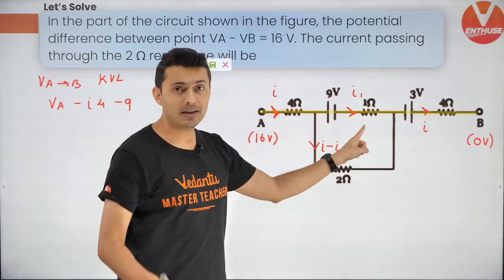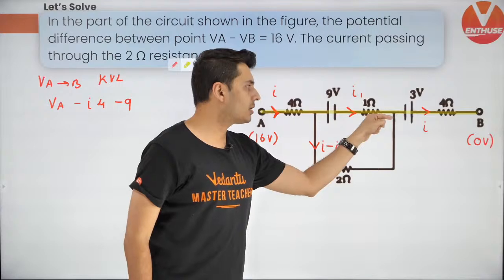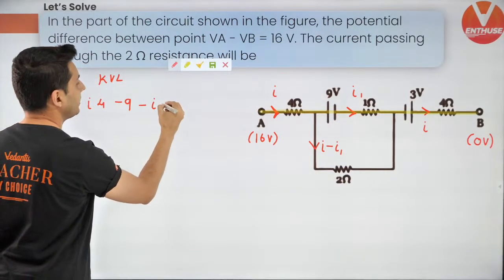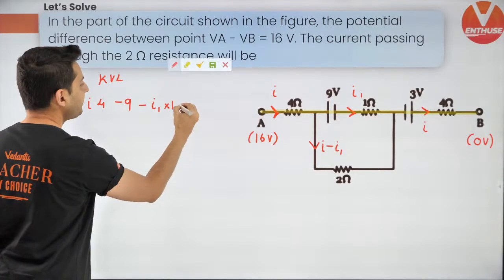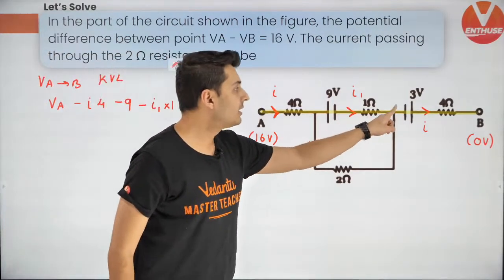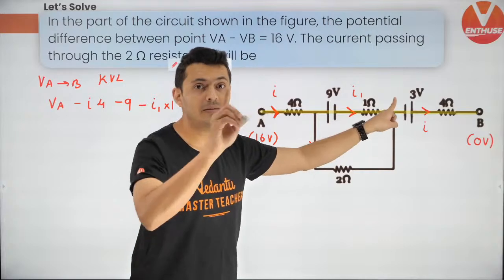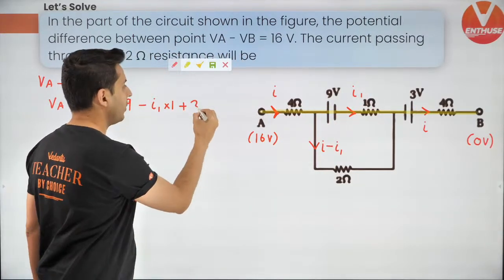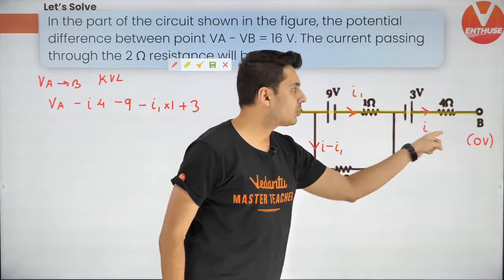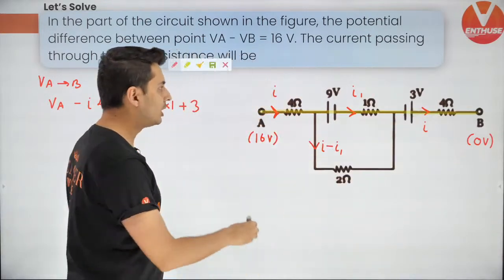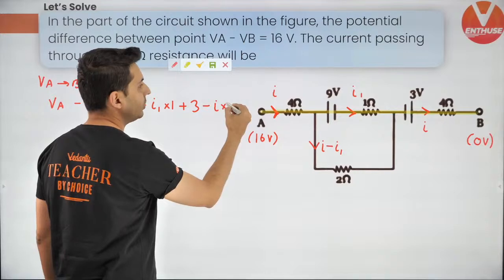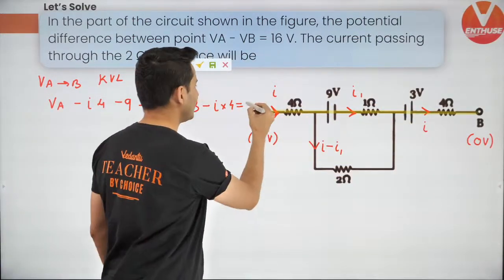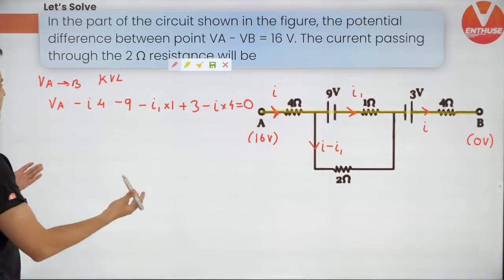Next, there is a resistor. You can see that, and I'm going in the direction of current. So the voltage will again drop by how much? Minus I1 into 1. Okay. Then next one, there is a battery. I'm going from negative to positive, so it will be plus, and by how much? 3 volts. Okay. And the last one, I'm going through a resistor, the voltage will drop, so it will be minus I into 4 should be equal to the final potential at point B. And how much is it? It is 0. So now you can see, you can solve this.